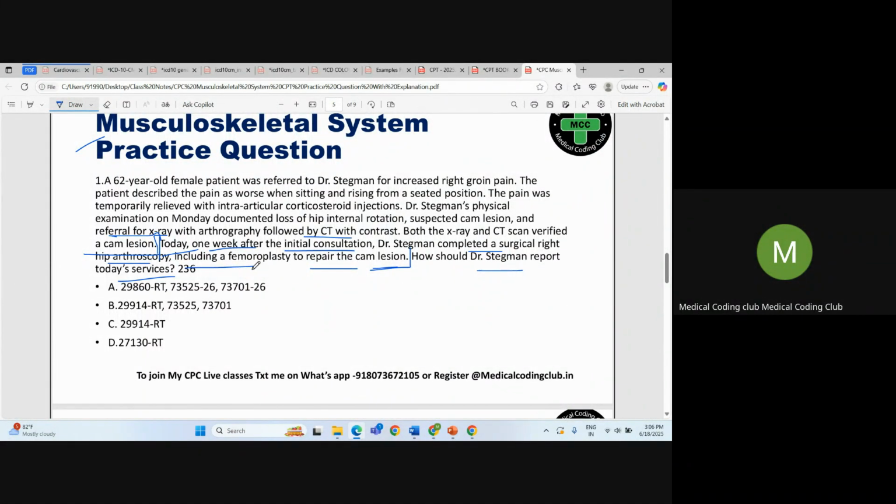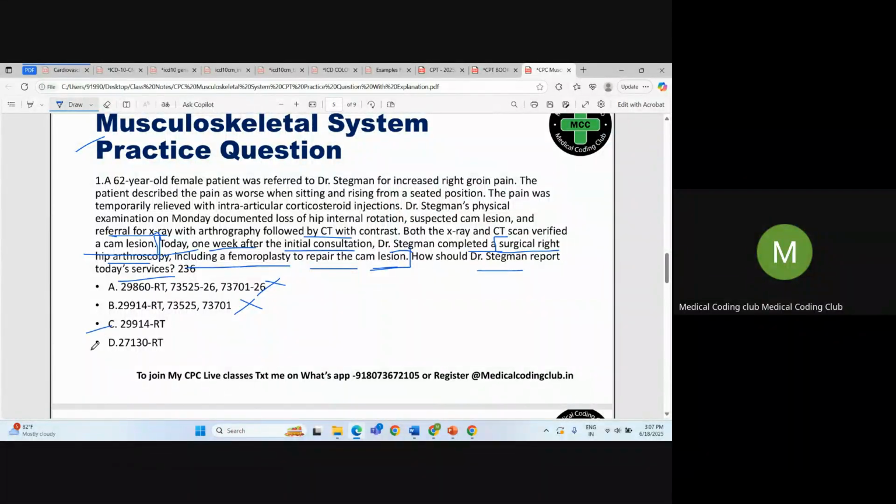And today, they are doing a procedure for the cam lesion, that is femoroplasty, surgical right hip arthroscopy, including femoroplasty, repair of the cam lesion. This is our current procedure. You have to code only for this. Do not go back and code for arthrography and CT. Those will be wrong codes. By understanding that, you can easily eliminate the radiology service codes. We don't need these radiology codes since we are billing for today's service. So options A and B are directly eliminated.